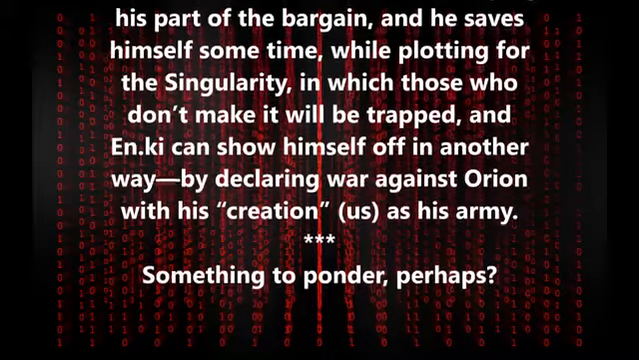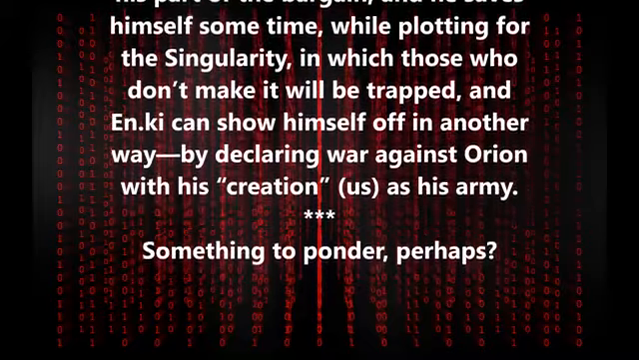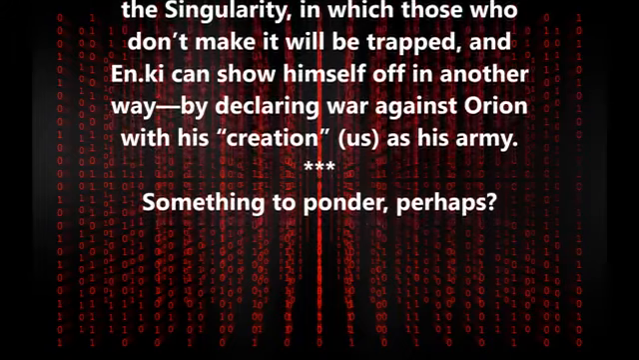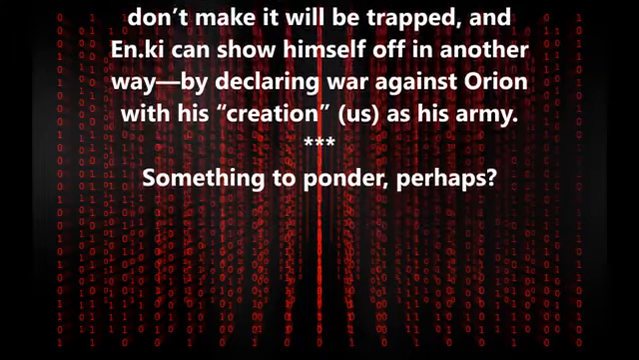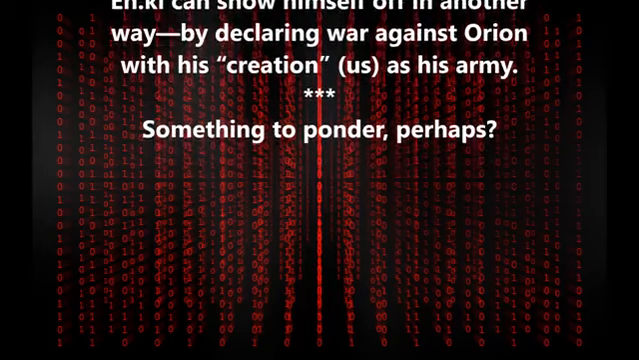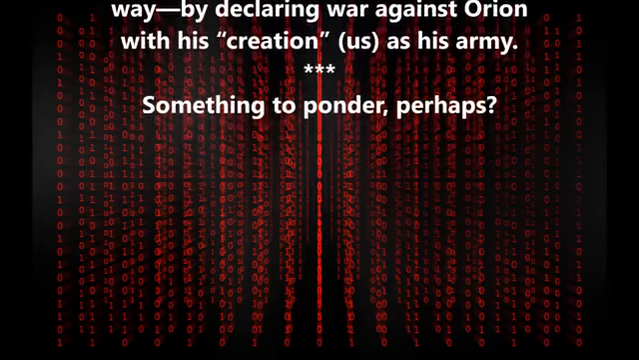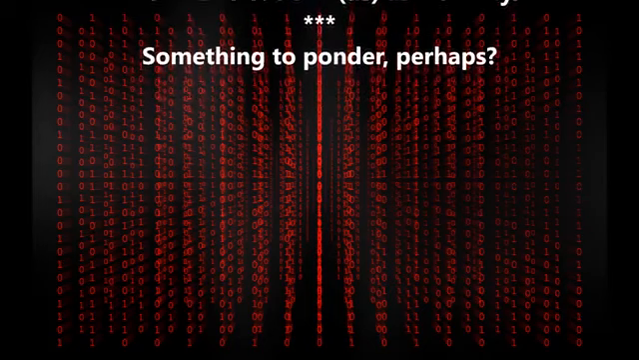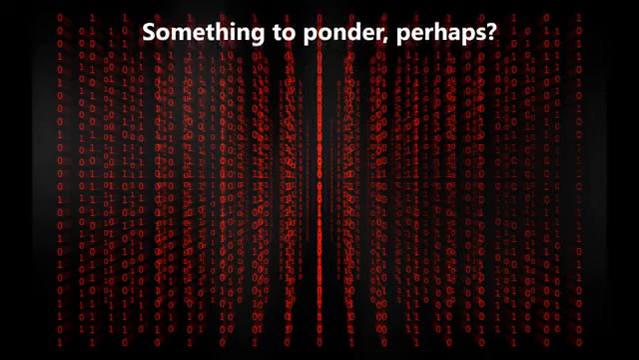When we do exit, he is keeping his part of the bargain, and he saves himself some time while plotting for the singularity, in which those who don't make it will be trapped, and Enki can show himself off in another way, by declaring war against Orion with his creation, us, as his army. Something to ponder, perhaps.